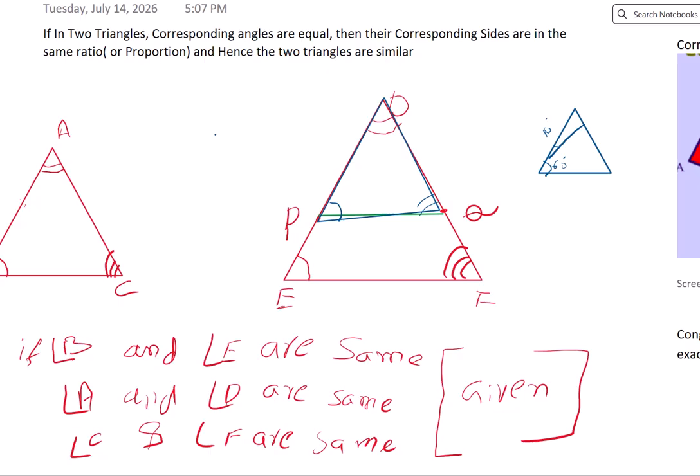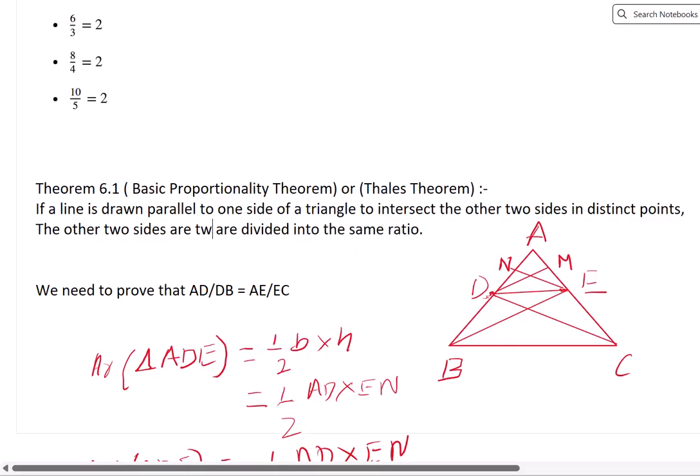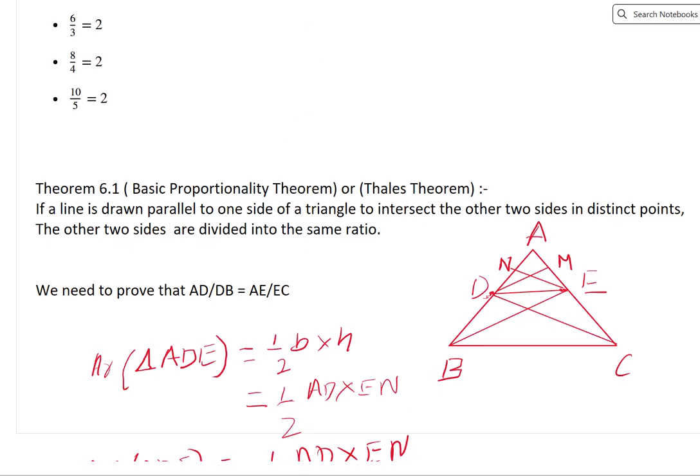Maybe let's have a look at it once more. This is the 6.1 theorem. If a line is drawn parallel to one side of a triangle, intersecting the other two sides in distinct points, the other two sides are divided into the same ratio. Okay, we have reached the same situation where BPT can be applied.